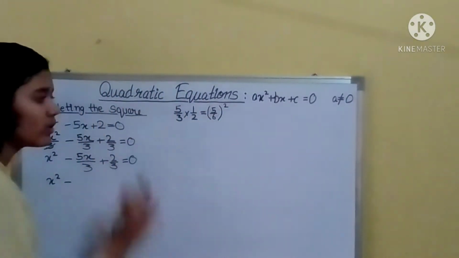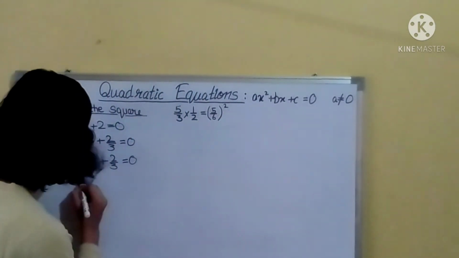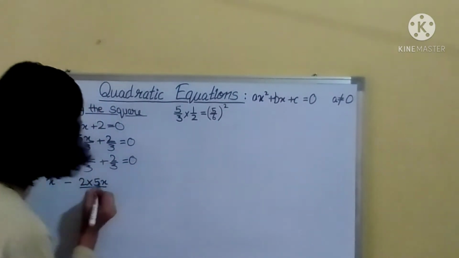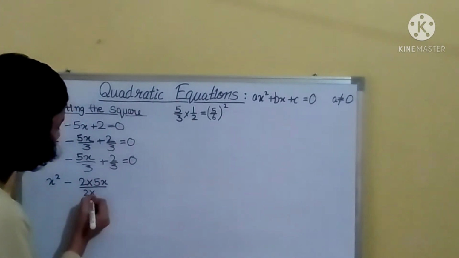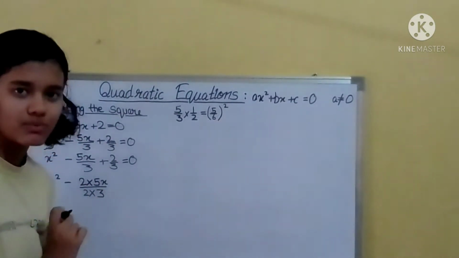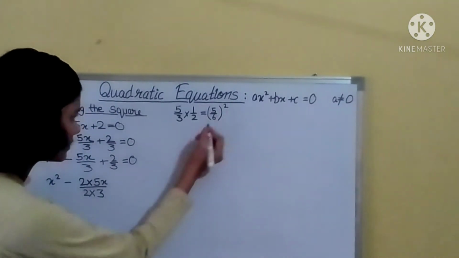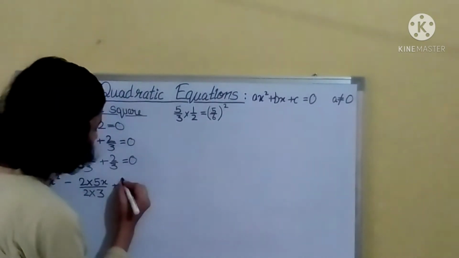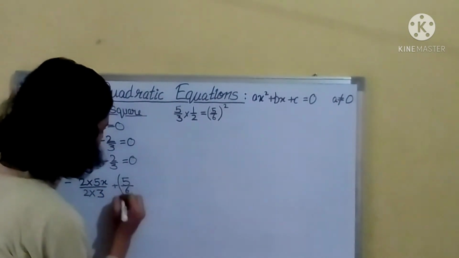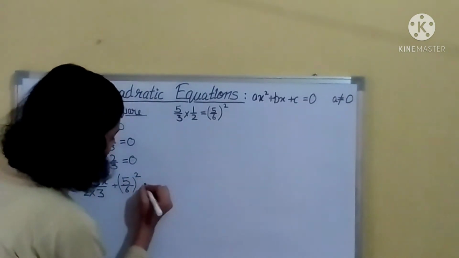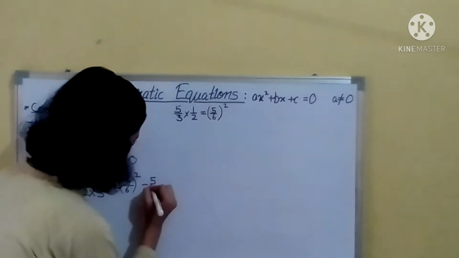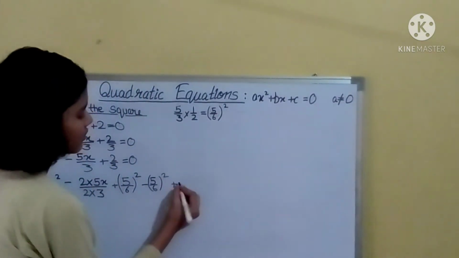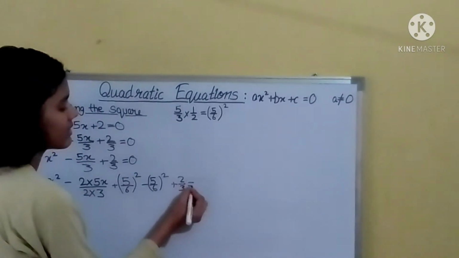Now before writing this, what we have to do? We have to multiply by 2 one time, and divide by 2 one time, like this. See, this will come in this form. Then what we will do? Next, one time we have to add this 5 upon 6 square, and one time we have to subtract 5 upon 6 square. Then plus 2 by 3 is equal to 0.